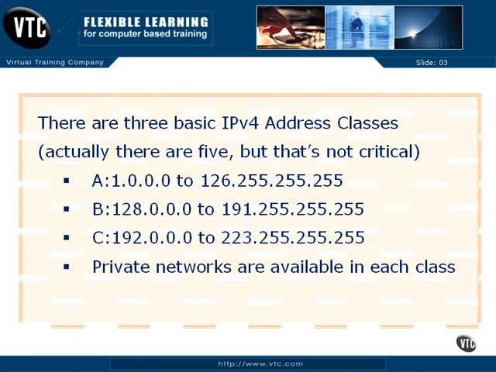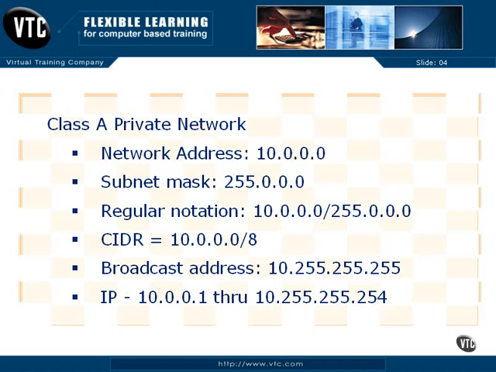While this is somewhat of an oversimplification, there are 3 basic IP version 4 address classes. They're classified as A, B, and C. And the range of possible IP addresses include the numbers as shown. There are private networks available in each of these classes.